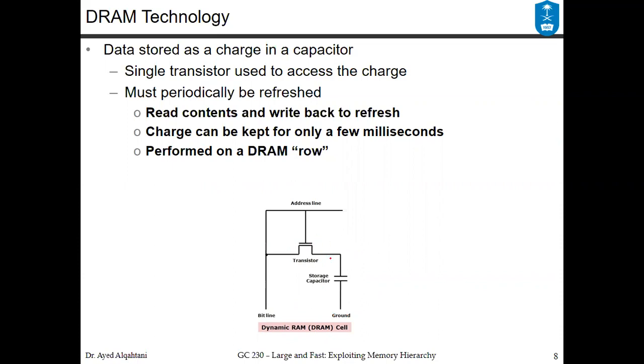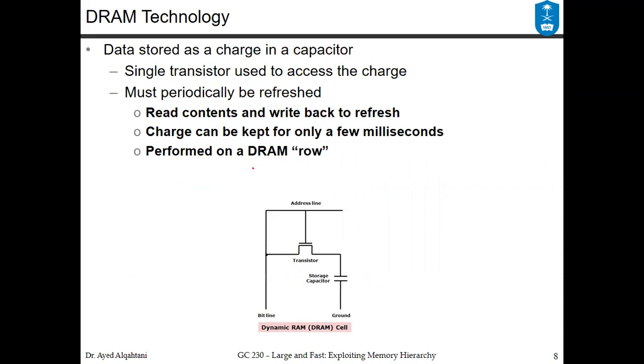Because you have only 1 transistor and a single capacitor. But you must periodically refresh it. When you read the contents of the capacitor, you consume its charge, so you need to refresh it when you write back. The charge can be kept for only a few milliseconds. So even if you didn't access it at all, it tends to leak its voltage and you need to refresh it. And it performed well on DRAM row.